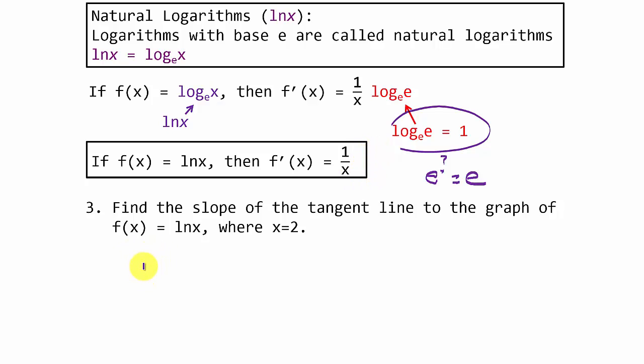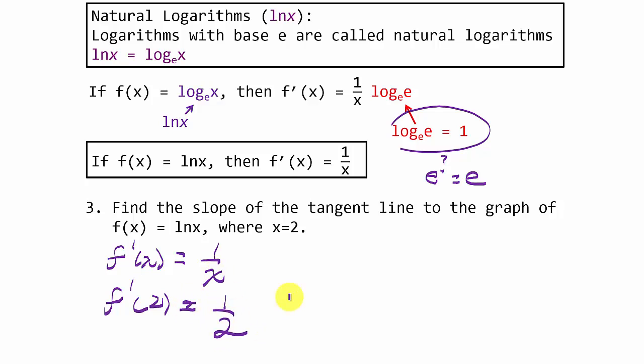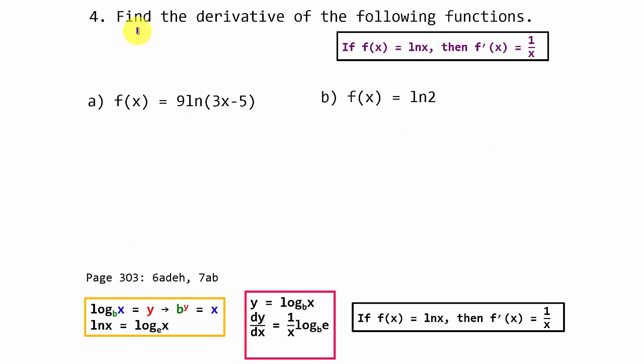Let's get some practice. Find the slope of the tangent line to the graph of f of x equals the natural log of x, where x equals 2. We're finding the derivative. I know the derivative of the natural log of x is 1 over x. Finding the derivative at x equals 2, subbing in 2, we have 1/2. That was easy.